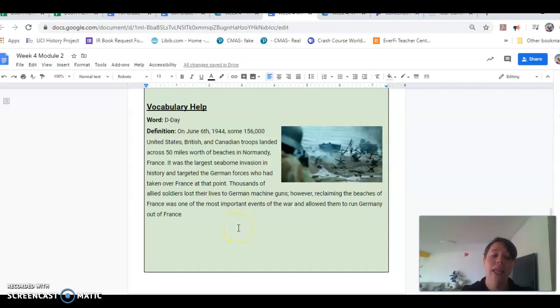Thousands of Allied soldiers lost their lives to German machine guns. However, reclaiming the beaches of France was one of the most important events in the war, and it allowed the Allied forces to run Germany out of France.